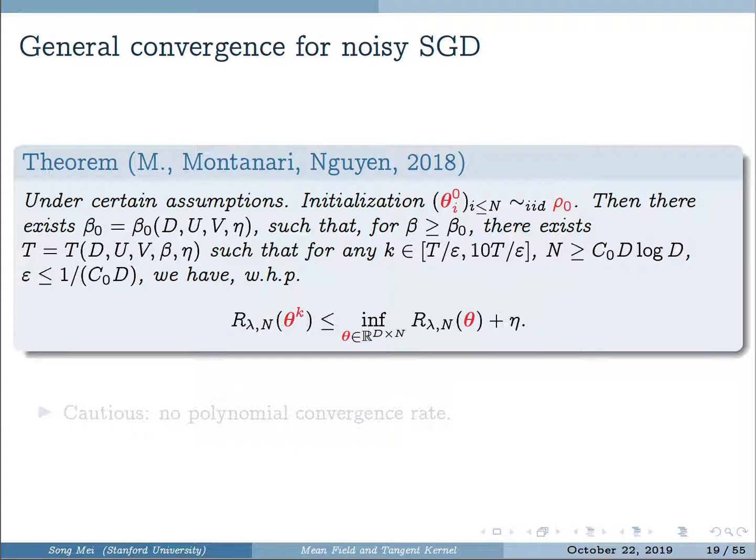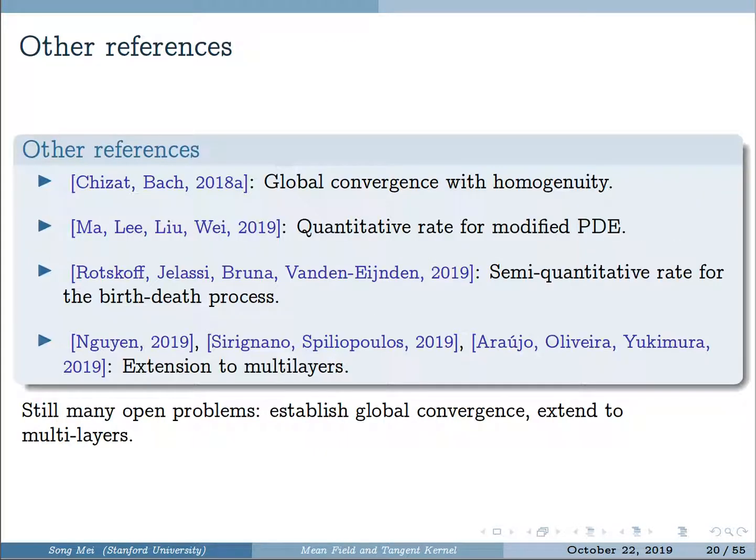One caveat is that this theorem is not so quantitative, in the sense that the convergence rate is not polynomial in dimension and data. So it's a convergence result, but it's not so quantitative. This mean field perspective emerged last year, and till now there are many extensions of this work. I guess the most interesting topic is to extend this mean field formulation to multi-layer neural networks, and there are 3 papers talking about this. It's exciting that we can extend it to multi-layers, but there are certain limitations of this theorem. The study of this mean field theory is still an ongoing topic.